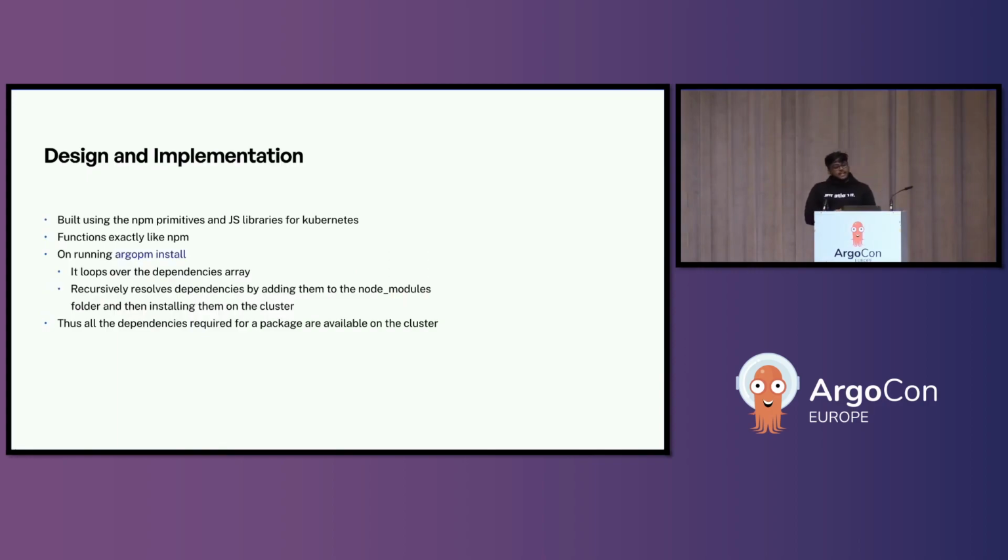So design-wise, it's very similar to npm. It's actually built with npm primitives and the JavaScript library for Kubernetes. Our intent is to get it as close to npm as possible so that it just feels seamless to build Argo workflows just like you're building a JavaScript package. And functionally, the install command is very simple. It just loops over the dependencies array, recursively resolves these dependencies, and then installs them on the cluster. So basically, all of a sudden, you have a package managing tool that will make sure that your dependencies are always versioned and they are always in the cluster in the right format.